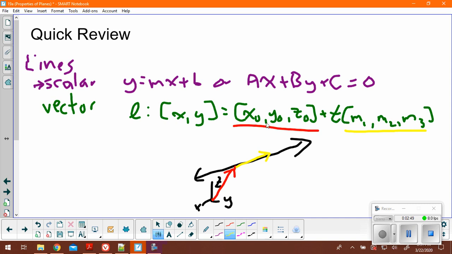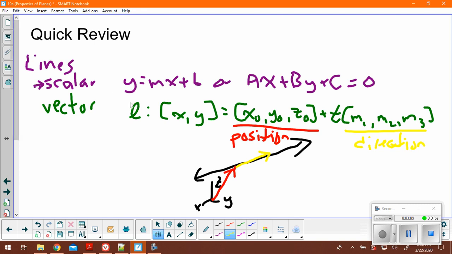I'm trying to get on the line, so that's this part here. And once I'm on the line, I'd like to know which way it's going. So that's the second part here. This is my position vector, and this is my direction.